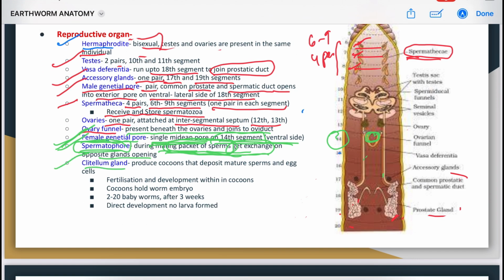Okay, next is the clitellar gland. What do we mean by clitellar gland? It is the gland that produces the cocoons, the shell-like cocoons in which mature sperms and eggs are present.